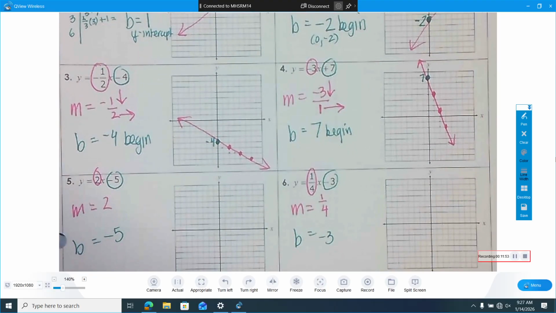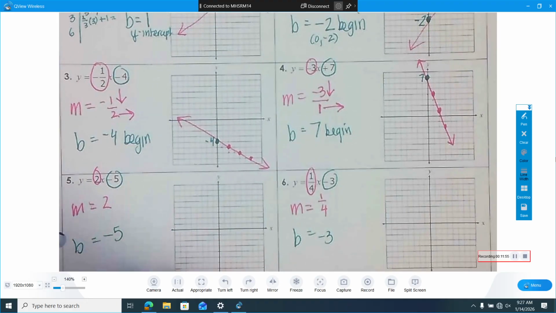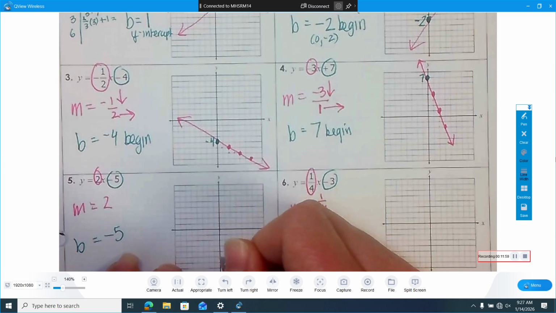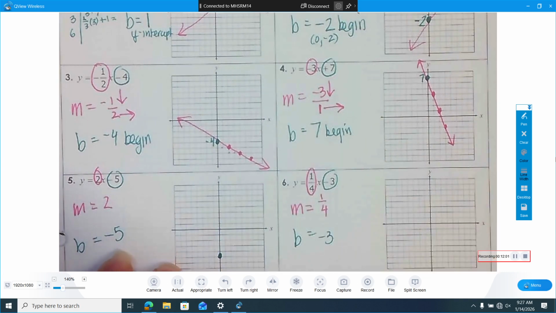What should we do with number 5? We're going to start at the -5. 1, 2, 3, 4, 5. Big dot there. Starting at the y-axis at -5. And then what's our slope?